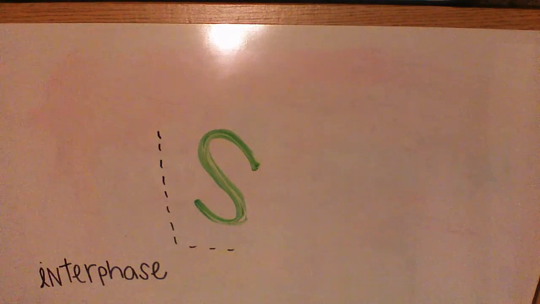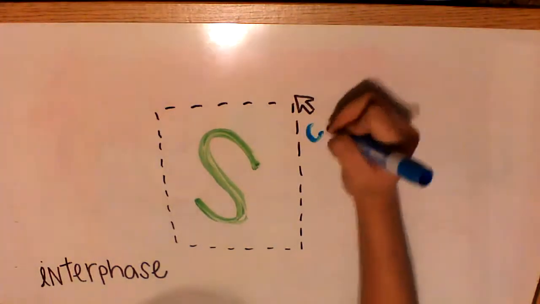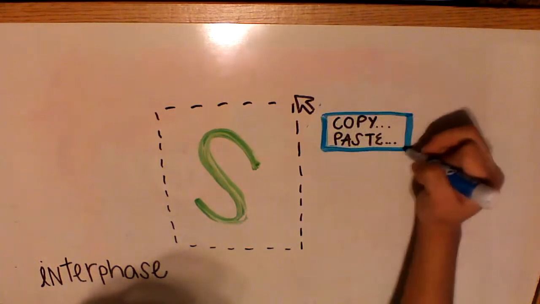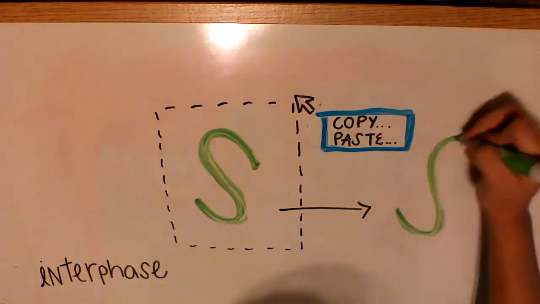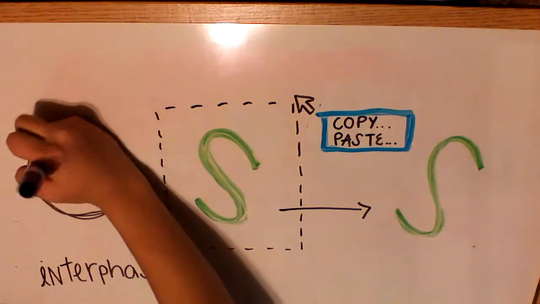The second checkpoint is the synthesis phase, where DNA is replicated and the sister chromatid is made. With copying and pasting DNA, this makes an exact pair of chromosomes. Here is what is going on in the cell.